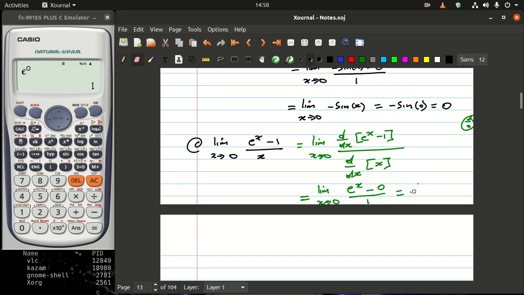Okay, let me first write this cleaner. So I have the limit as x approaches 0 of e minus 0 is just e to the power x, divided by 1 is just e to the power x. Therefore, when I'm dropping the limit, I'll just get e raised to 0, which is just the same as 1.